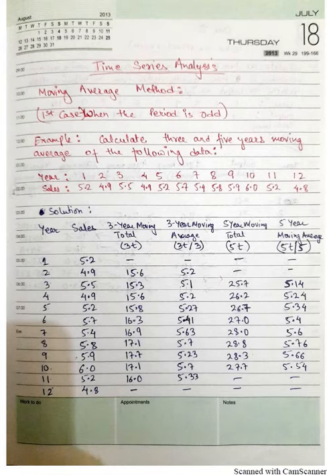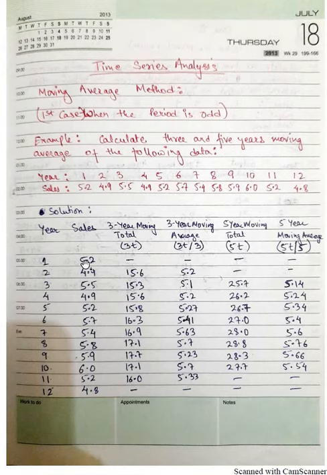Now let us try to find the 5 years moving average. For that, first we will find the 5-year moving total. Let us name it as 5T. Since for 3-year moving total we added 3 consecutive numbers, for 5-year moving total what do we do? We will add 5 consecutive numbers, 1, 2, 3, 4, 5. Up to here we will add.